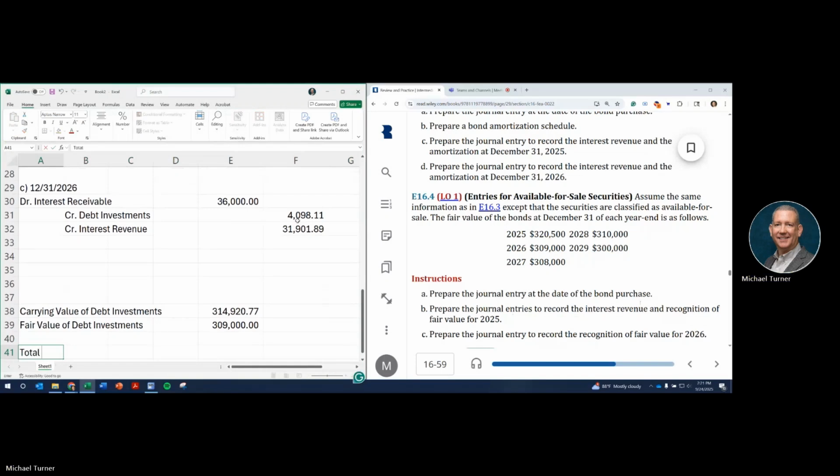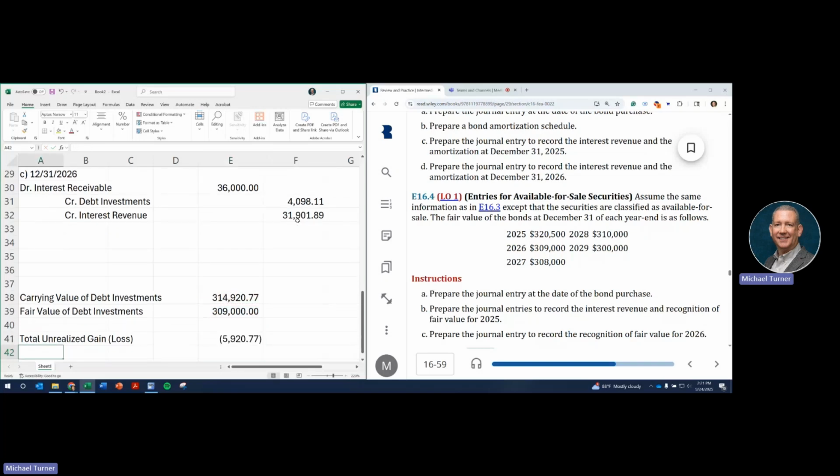So the total unrealized gain or loss, in our case, it is going to be a loss because the fair value is 309 and the carrying value is almost 315. So we're going to have a loss here, an unrealized loss of $5,920.77. But we also have to consider the prior adjustment. This is the cumulative number, $5,920.